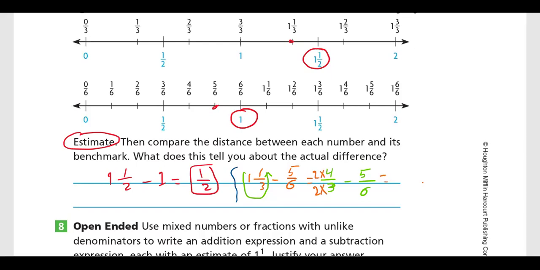So 8 over 6, and the denominators are the same, so write one of them down. And 8 minus 5 is 3. So the answer is 3 over 6. If we need to simplify, 3 and 6 are in the table of 3, so I can divide by 3 up and down. 3 divided by 3 is 1, and 6 divided by 3 is 2. So it will be 1 over 2.